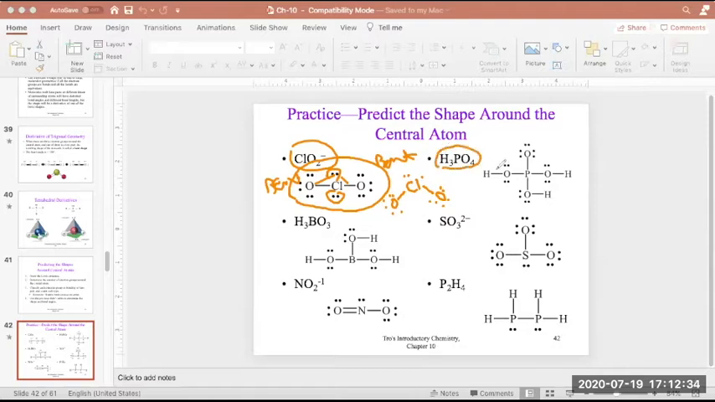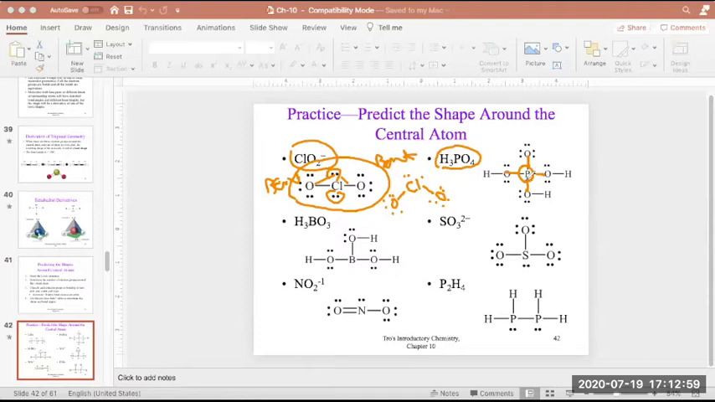So let me ask you about this H3PO4. What do you think the shape of this molecule is? You have to see the center atom, which is P. How many atoms do you have attached to the center atom? 4. 1, 2, 3, 4. So if you have one center atom with 4 surrounding it, what should be the structure? Tetrahedral? Yes. It should be a tetrahedral.